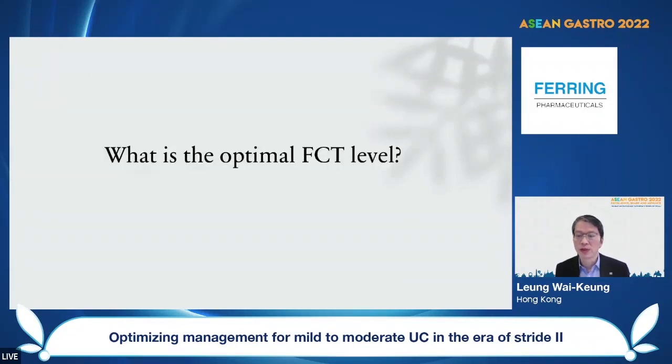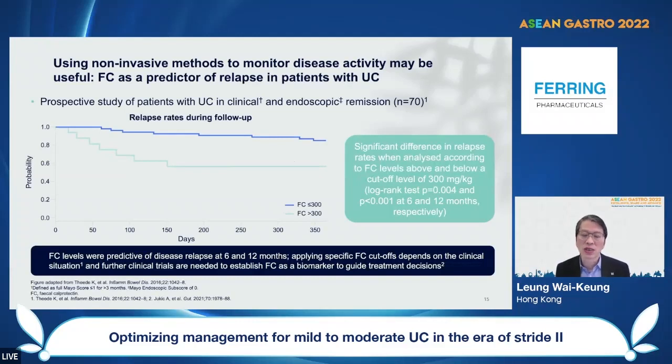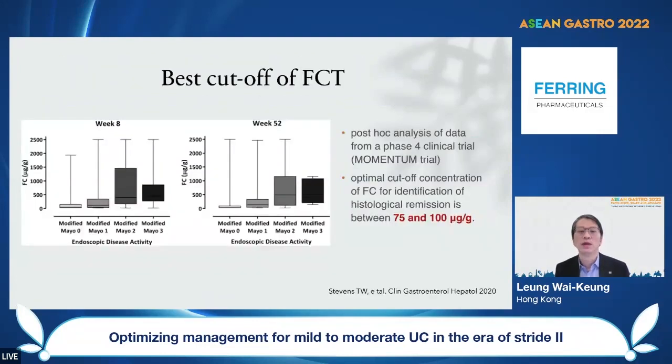So what's the optimal fecal calprotectin level? Is it 100? Is it 150 or 250? So let's look at the data. So this is one of the older data looking at patients who are in clinical and endoscopic remissions. If you have a fecal calprotectin of more than 300, the chance of clinical relapse or flare is much higher than if you have fecal calprotectin of less than 300. So obviously, 300 is probably too high, it's the current standard, but that study is suggesting that you should be much lower. So how low?